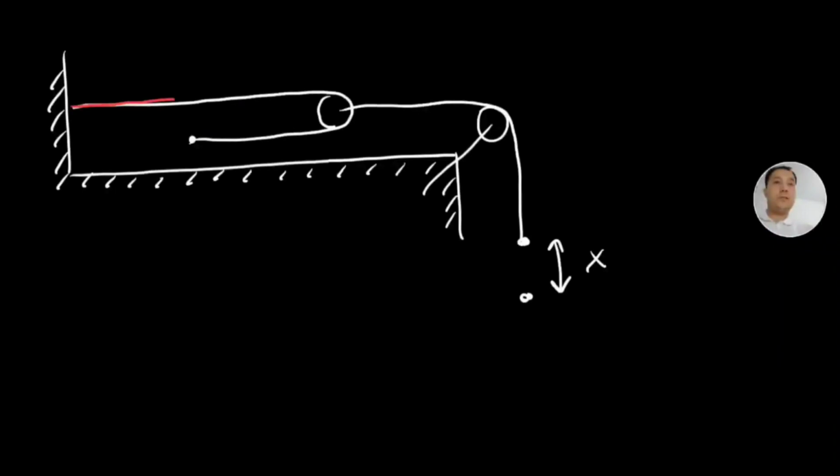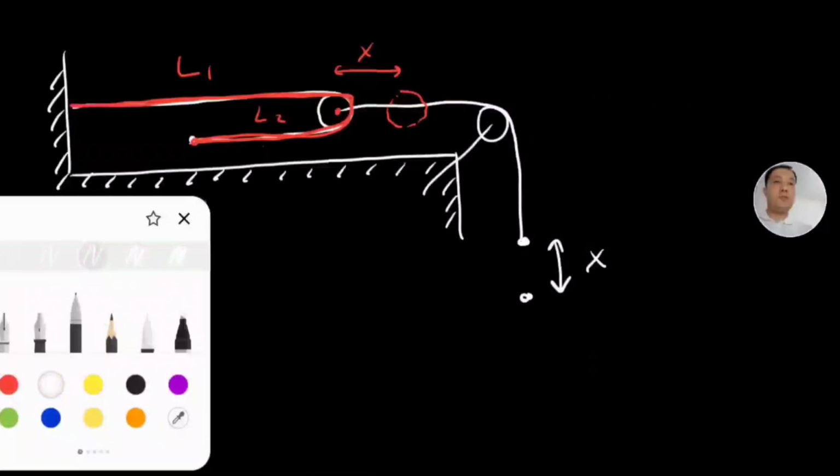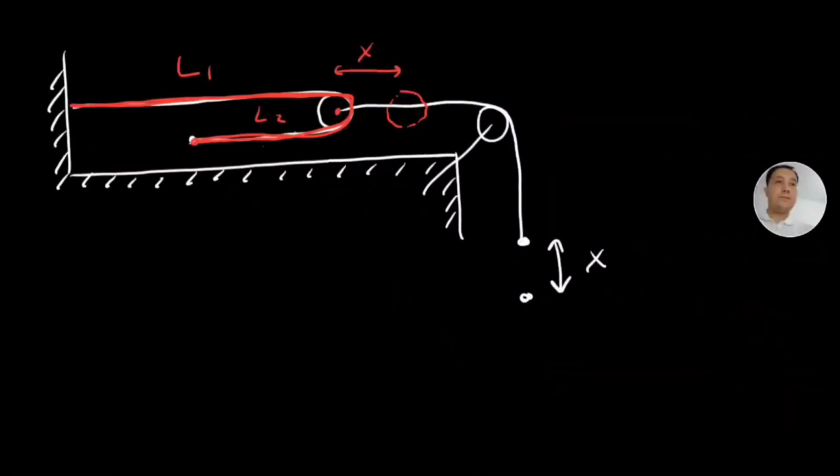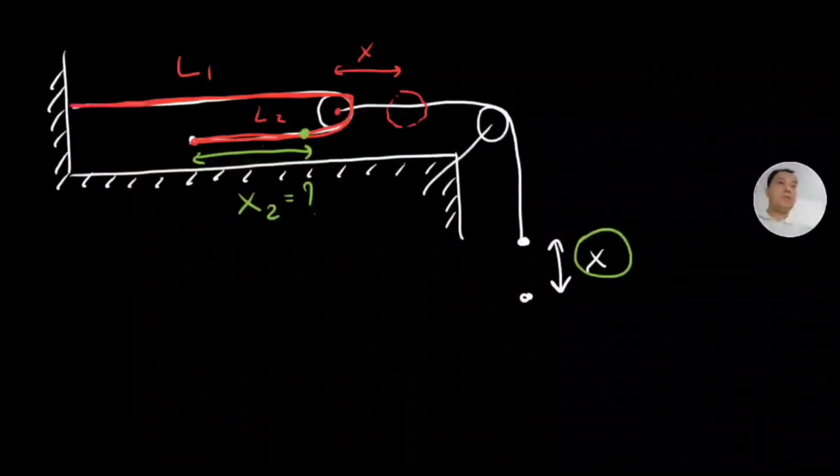So the length of this rope will never change. Let me make it red. The length of the upper part, let's call it L1. The length of the lower part, let's call it L2. When M2 shifts by x, the movable pulley also shifts by x. This distance will be equal to x. Now the end of the first rope will be somewhere here. The question is how far it will be shifted. Call it x2, and we should find this distance in terms of x. Then we can work out the relationship between the accelerations.